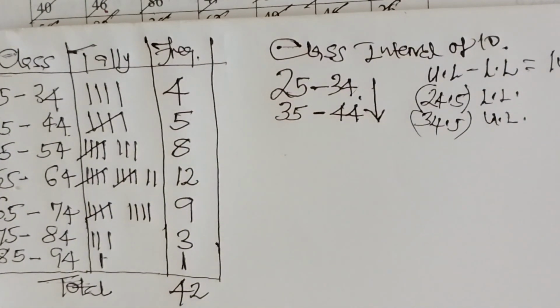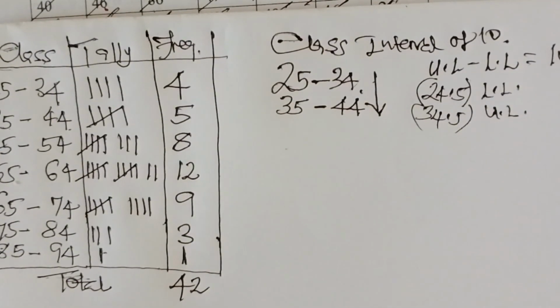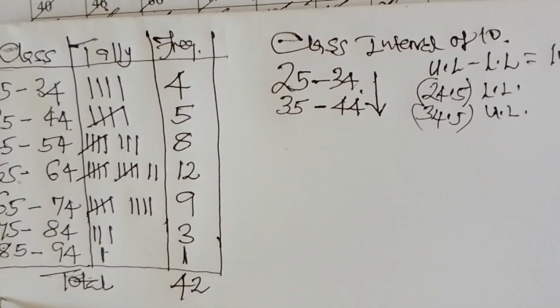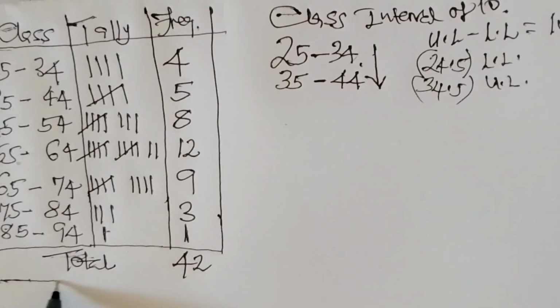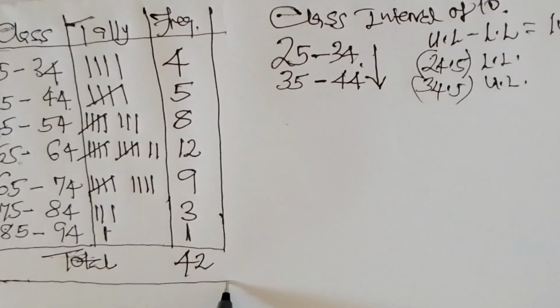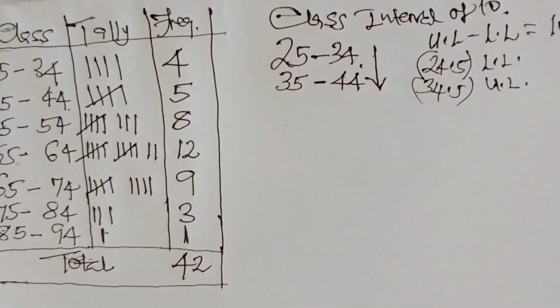It is important for you to get the distribution table right. You must close with the total at the bottom. So that is how you make a frequency distribution table.